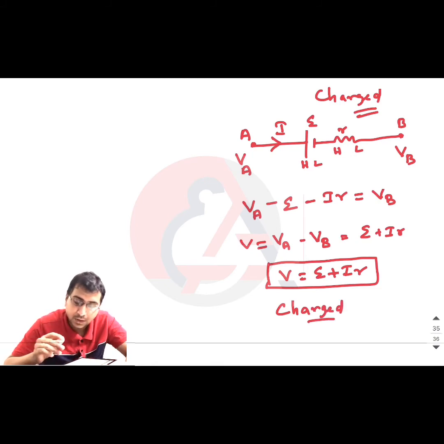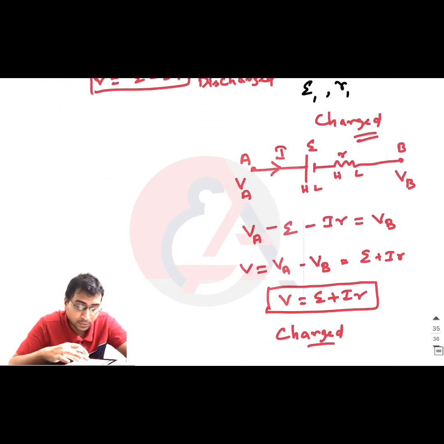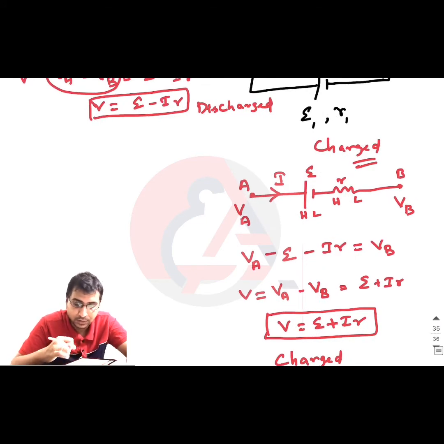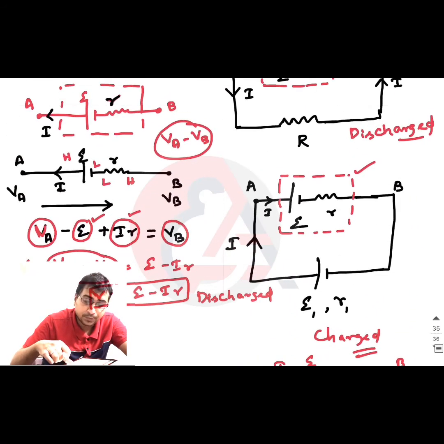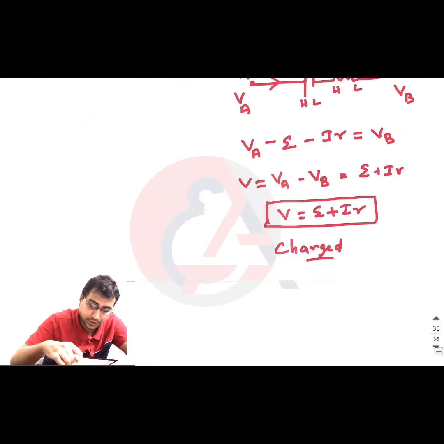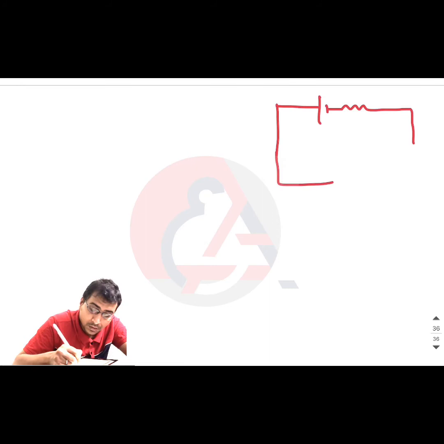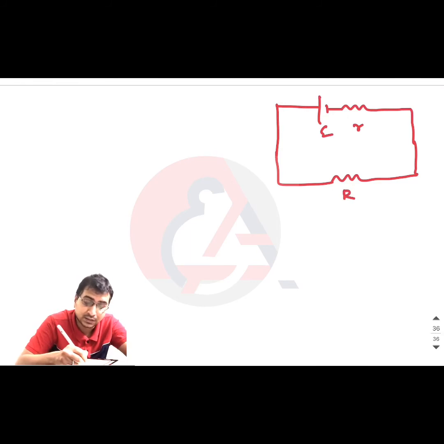So there will be problems which are based on discharged and charged. So depending on the problem, you need to apply the respective formula. Now in the first case, I'll redraw the first diagram. So if you look at the first diagram, it is like this. The cell with EMF E and internal resistance r is connected across an external resistance R.